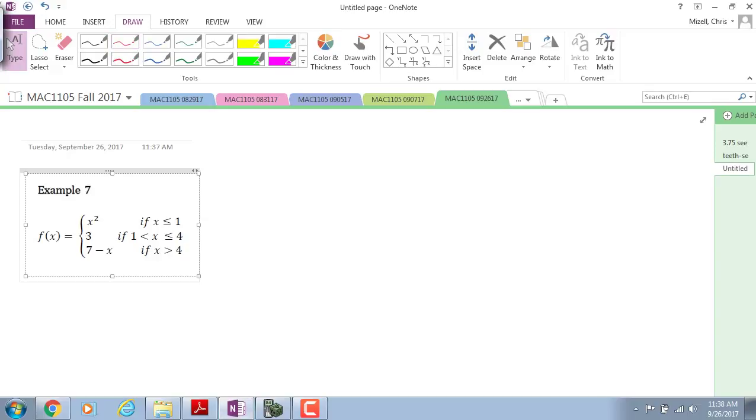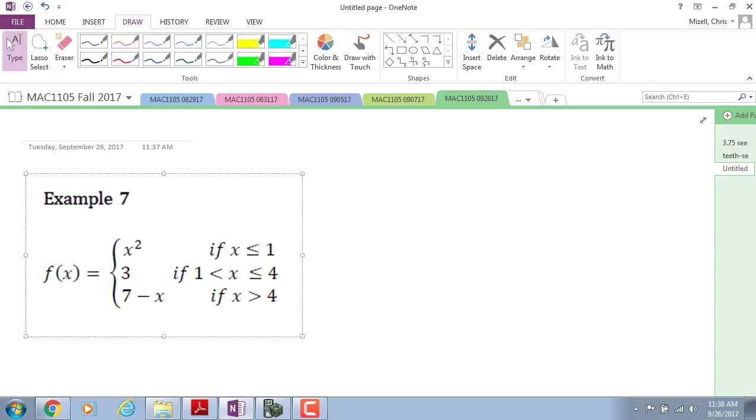So consider the function f of x equals x squared if x is less than or equal to 1, 3 if 1 is less than x and x is less than or equal to 4, and 7 minus x if x is greater than 4. Pick any number. It would be pretty easy to evaluate the function, but can we put those function values together and sketch a decent graph of this?